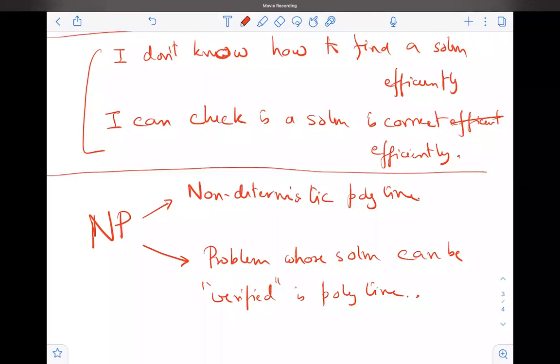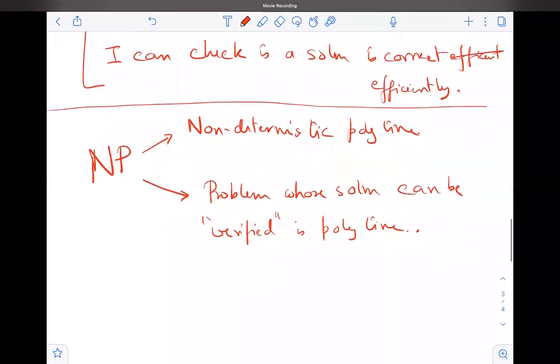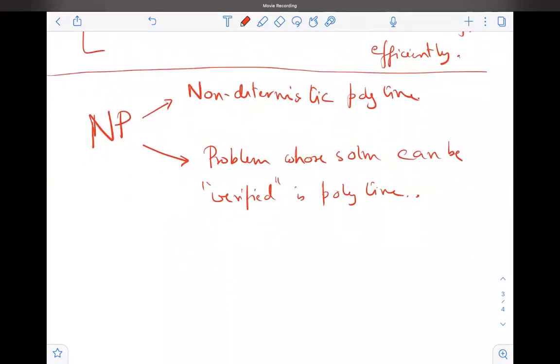Or a similar thing is teacher and student. I can ask you a question in your end sem. Maybe I don't know the solution of it, and I don't need to know the solution of it. You guys are supposed to solve it. All I need to do is be smart enough to verify whether your solution is correct or not. So that is NP.